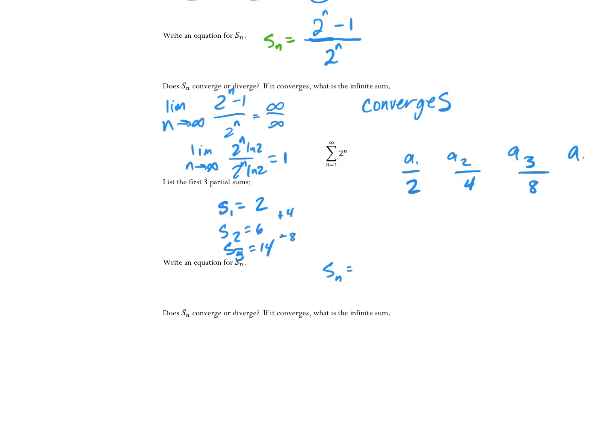What's the fourth one? Yeah, see, this is how I would have to do it, and so S4 would equal 30. 16. Okay, so that seems significant. So we're adding. So our sequence is 2, 6, 14, 30.